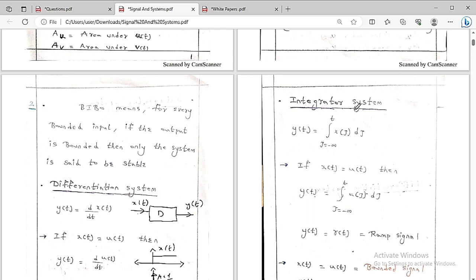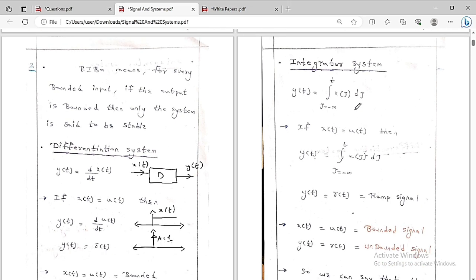Now we are going to analyze whether this integrator system is a stable or unstable system. This is the integrator system. The input is x of t and the output is y of t.